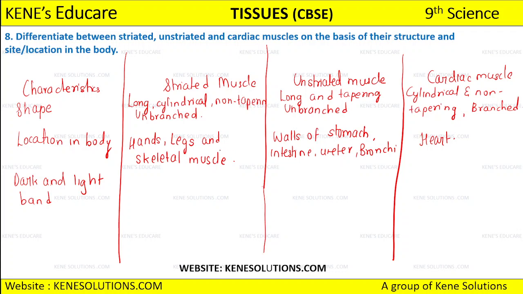Now, dark and light bands are present in the striated muscle. So I'll write they are present. Then it is absent in unstriated muscle. Here in cardiac muscle they will be present but less prominent. Getting my point? I hope you are clear with the differentiation between the striated muscle, unstriated muscle and the cardiac muscle.